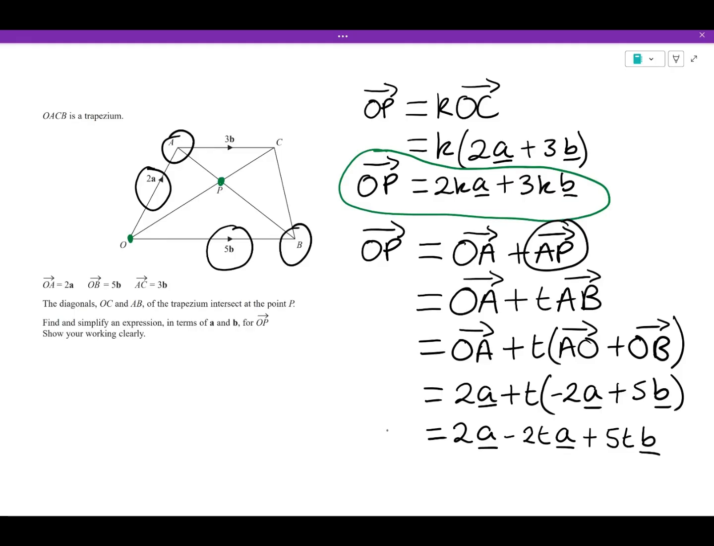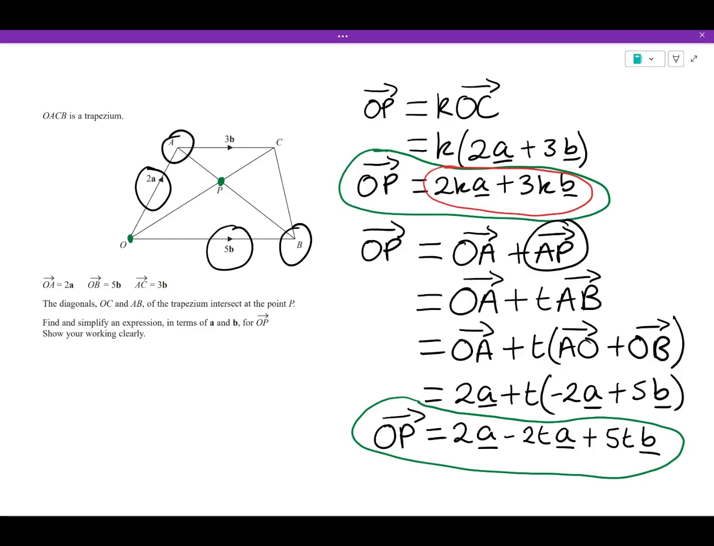Okay, and this is a vector representation of O to P. So I'm just going to circle that there because I can't figure out T just by staring at that vector there. What I have to consider is the two vectors I have circled, because I have O to P is equal to this representation here, and then O to P is equal to this representation here. Therefore, those two circled parts have to be equal to each other because they're both O to P.